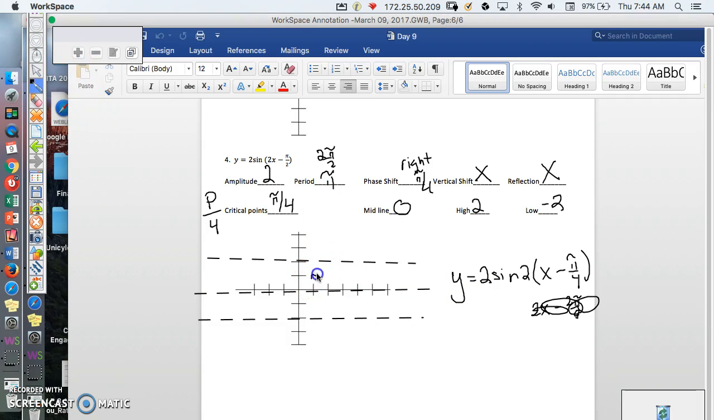Let's see, so if we label this pi over 4, pi over 2, 3 pi over 4, and pi, so 0, 2, and negative 2. Sine usually starts in the middle, but it shifted to the right pi over 4, so it's going to start here. So that means it goes high, mid, low, mid, high, and this one is mid, so here's low, mid, high, mid, and we have our sine graph.